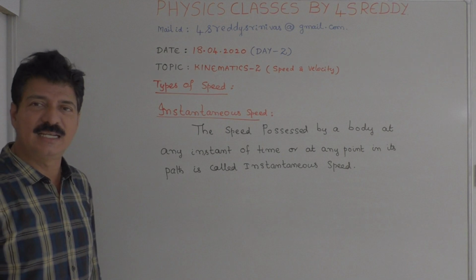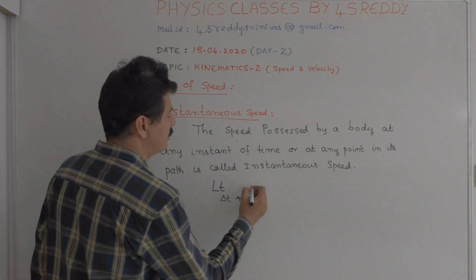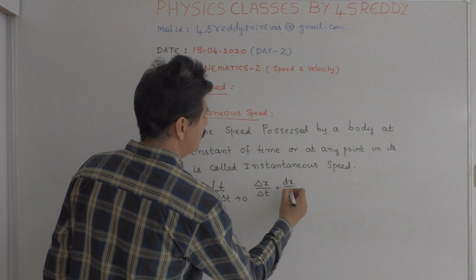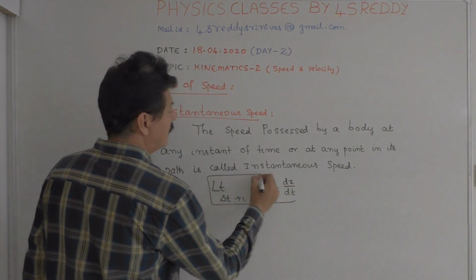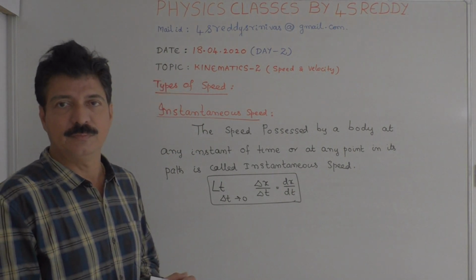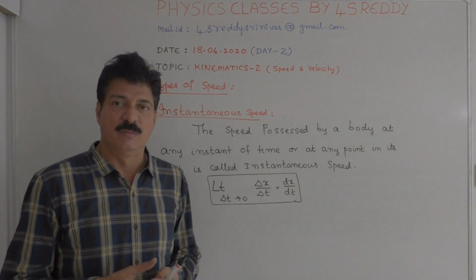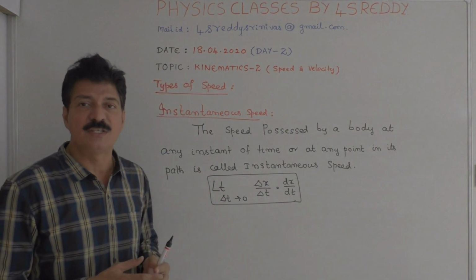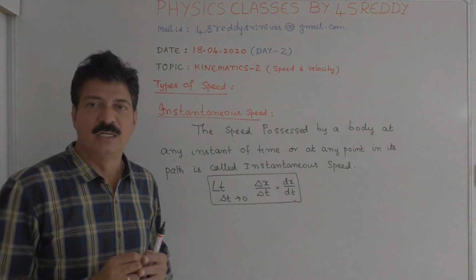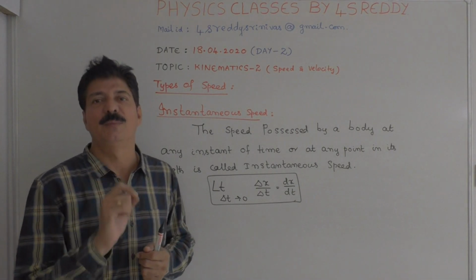So the speed possessed by a body at any instant of time or at any point in its path is called as instantaneous speed. Generally, here we have applied the limit delta t tends to 0, delta x by delta t is equal to dx by dt. This is the representation of the instantaneous speed. Generally, all our motor vehicles are provided with a speedometer. That speedometer can always measure the instantaneous speed. That we should know. That's why it's called speedometer.